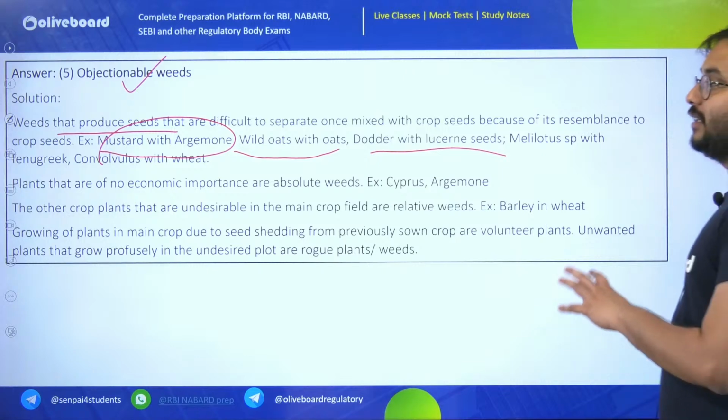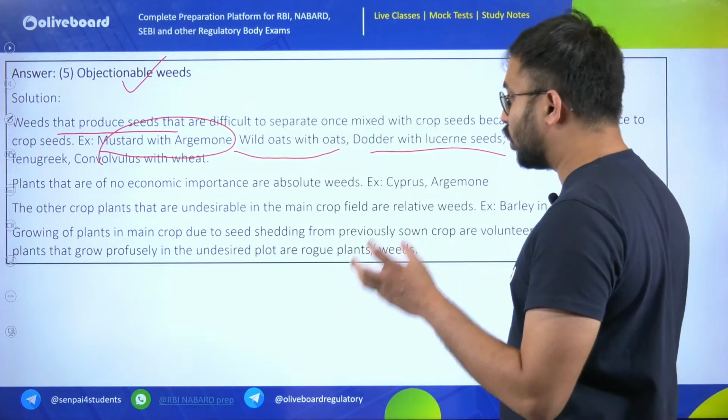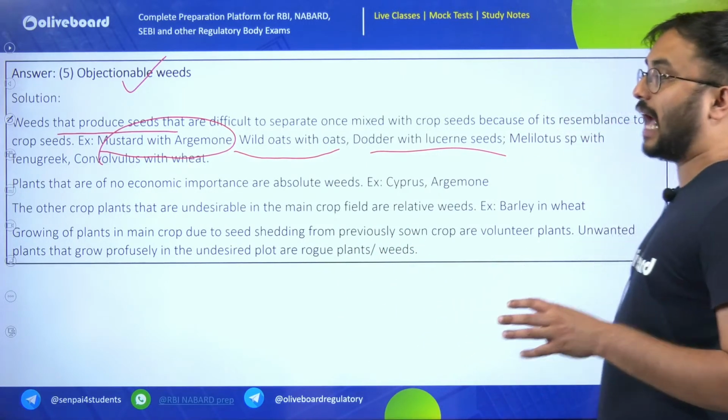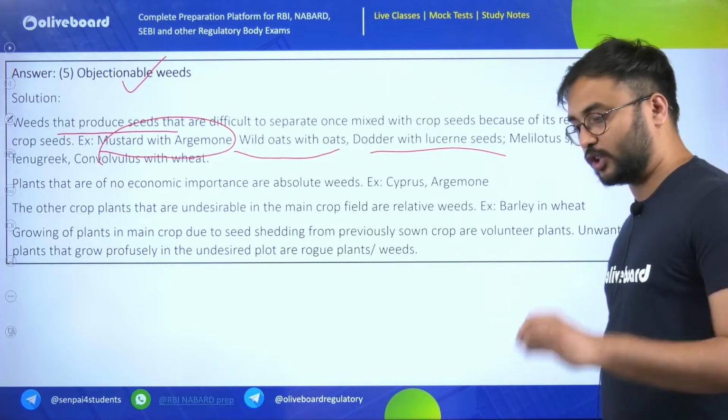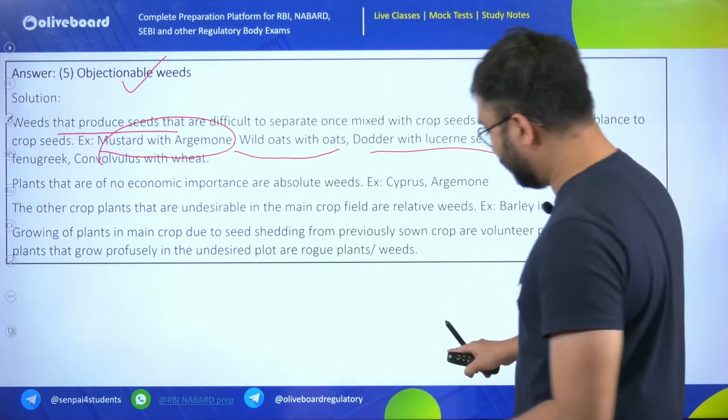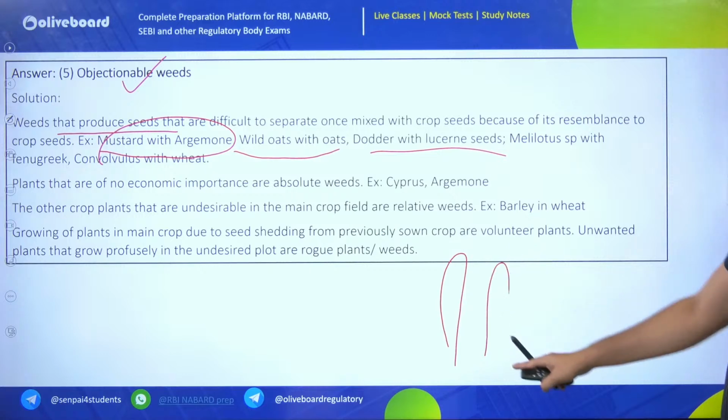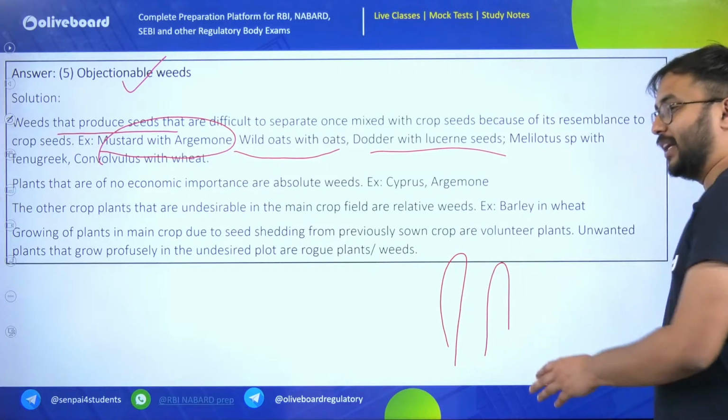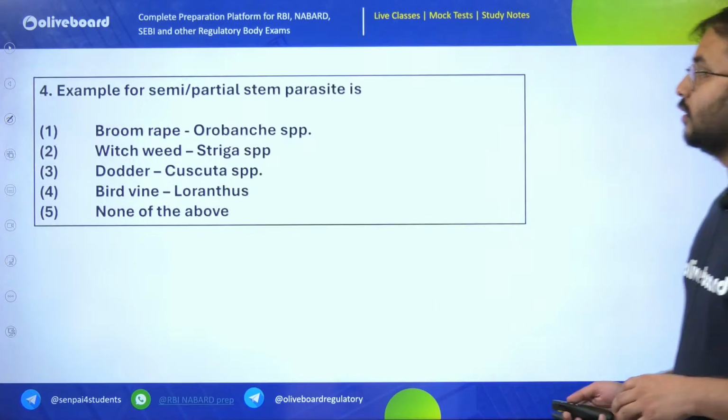So you will see that your seeds are so similar to your main crop that it's highly impossible to separate them. The only solution is you plant, let the crop to grow, let the weed to grow. Then we will understand which is the weed, and then weed removal has to be done.